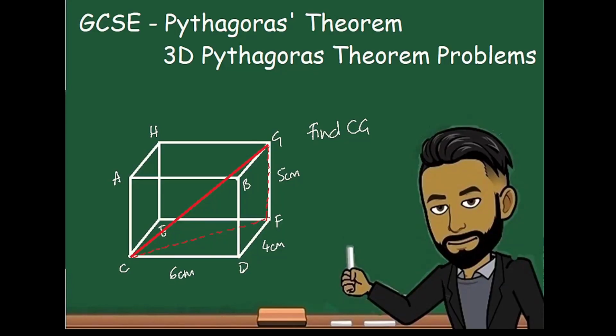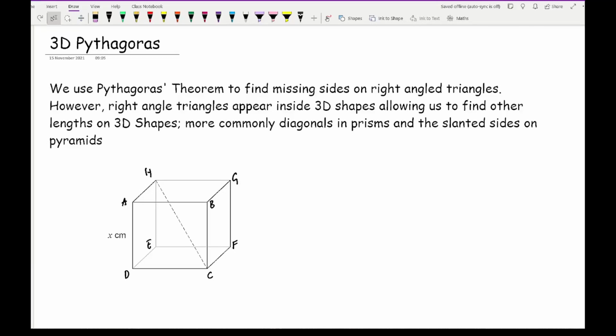So welcome everybody to this latest video on 162 Maths, and in this video we'll be going over and continuing with Pythagoras' theorem with a focus on 3D Pythagoras problems. Now we use Pythagoras' theorem to find missing sides on right angled triangles. However, right angled triangles appear inside a 3D shape, allowing us to find other lengths on the 3D shapes, and more commonly the diagonals in prisms and the slanted side in pyramids.